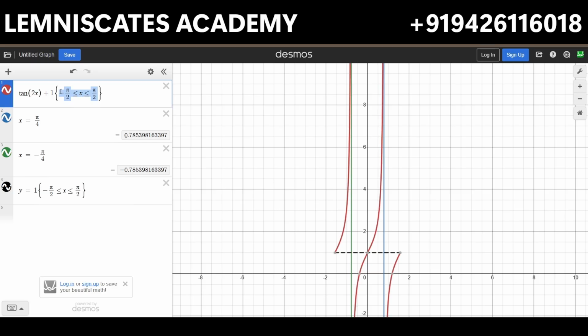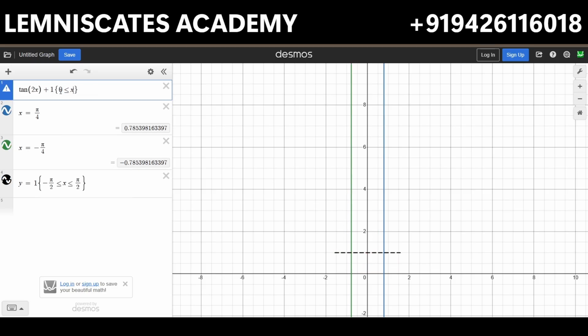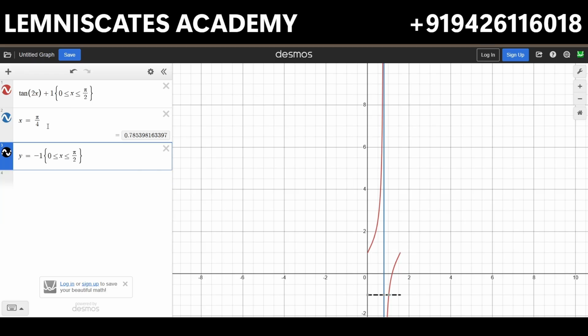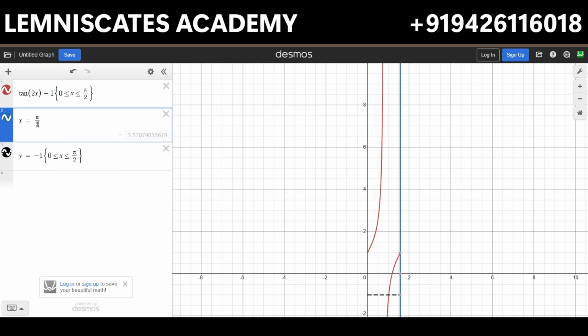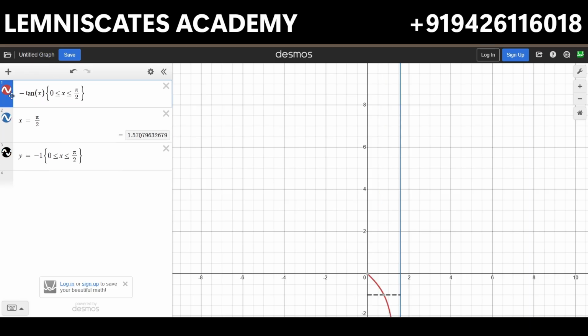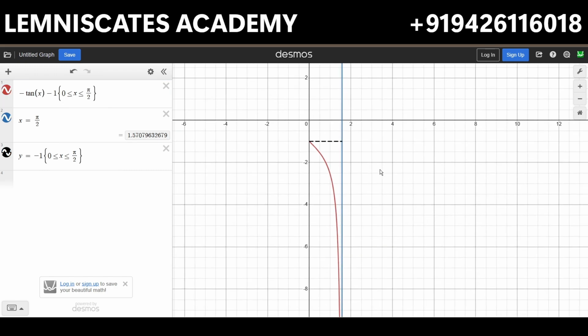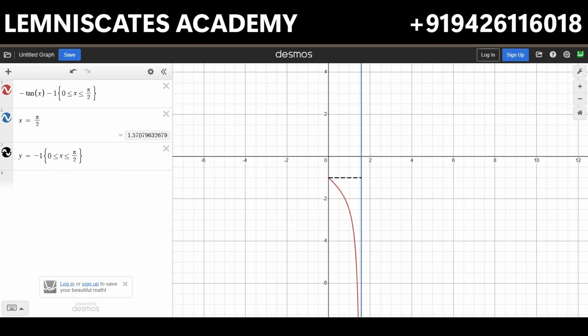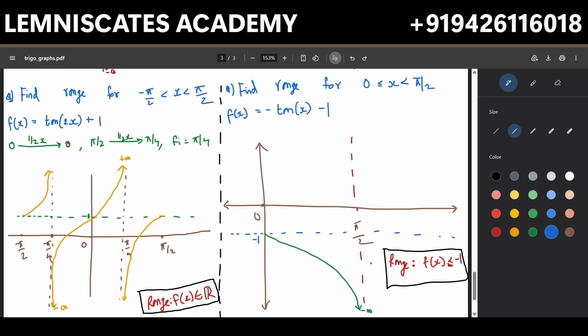So 0 to pi by 2 is the new domain. I'm just going to copy it and paste it over here. This value is minus 1. The domain is having only one asymptote, pi by 2, and this is minus tan x minus 1. So you can see that the graph is starting from minus 1 and then it's just going downwards till infinity, right? So yeah, the graph is going all the way below minus 1 till infinity. So that becomes your range.